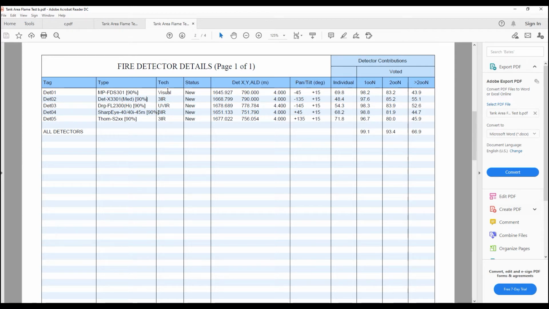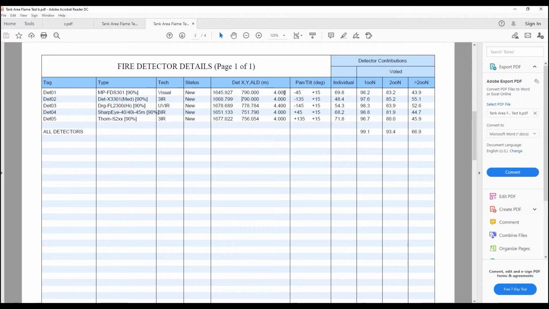You can see the technology base, whether that is visual, triple IR, UV IR, or UV, and you can see whether this is a new detector, or what you're calling a new detector, or an existing detector that was part of your baseline layout, or if it was relocated to try and improve the coverage. You can get the X, Y, and Z coordinates of every detector. Whenever we are importing a model, we are always using the coordinate system that the client used in their original 3D Navisworks model that they provided us. And so this is going to correspond to the client's X, Y, Z coordinates.